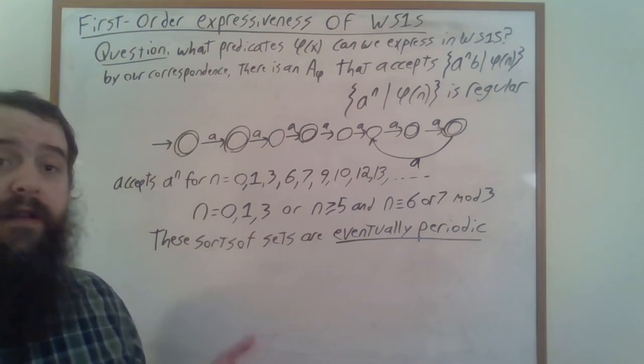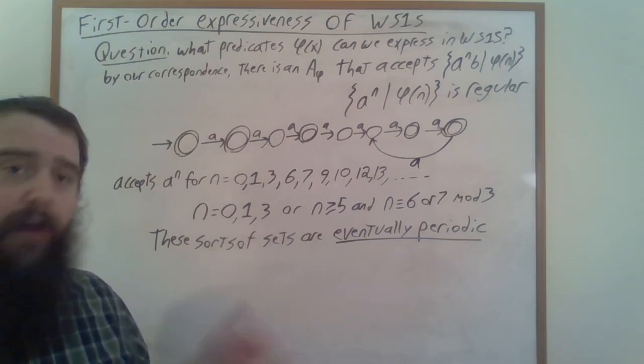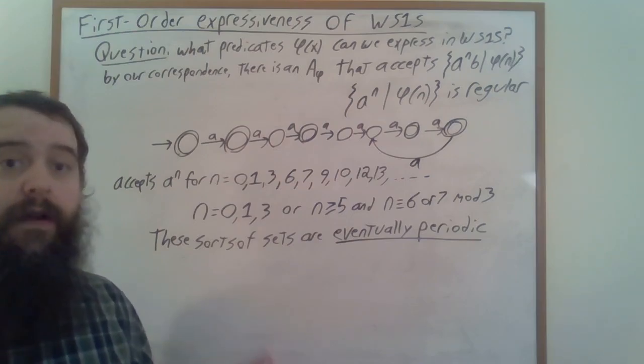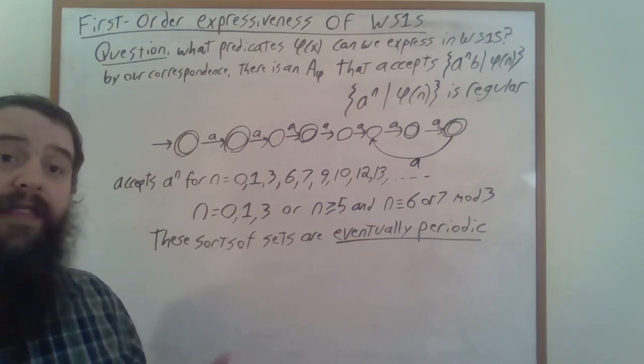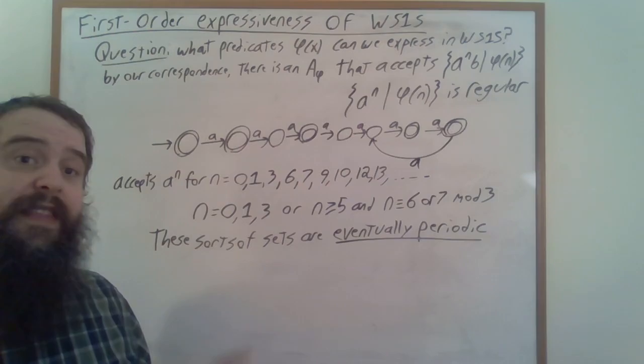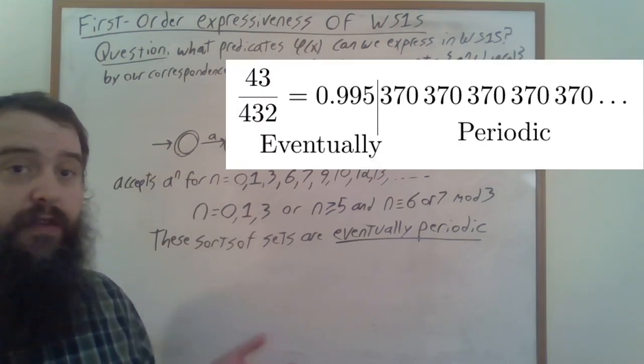The phenomenon of eventual periodicity shows up all over the place in mathematics, and it'll show up later on in a completely different context later on in this video series. Perhaps the simplest instance of eventual periodicity is in the decimal digits of a rational number.